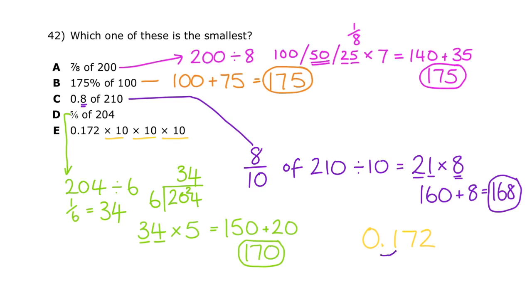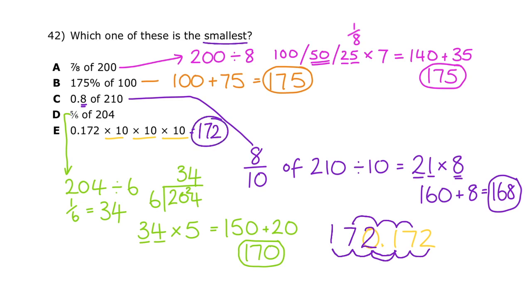So the 1 will move 1, 2, 3 places and now be in the hundreds column. The 7 will move 1, 2, 3 places and be in the tens column, and the 2 will move 1, 2, 3 places and be in the units column. So the answer to option E is therefore 172.